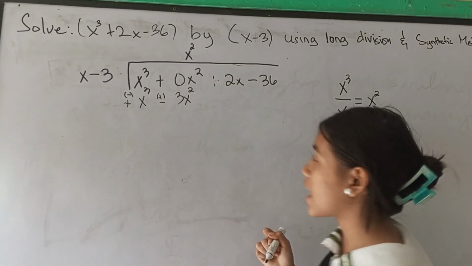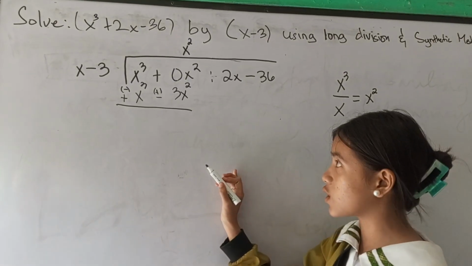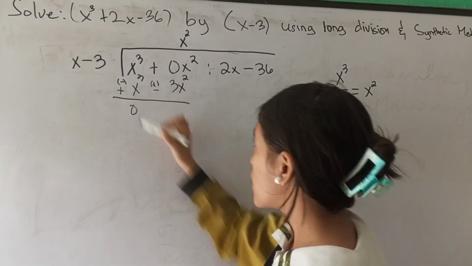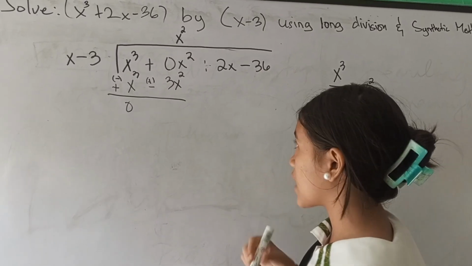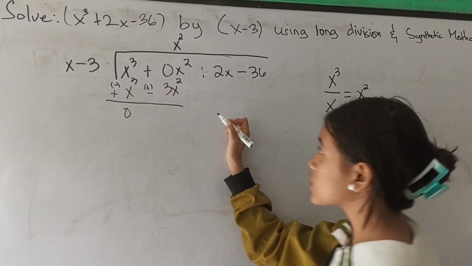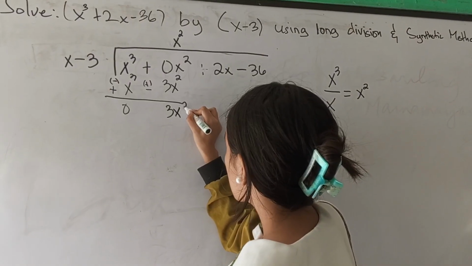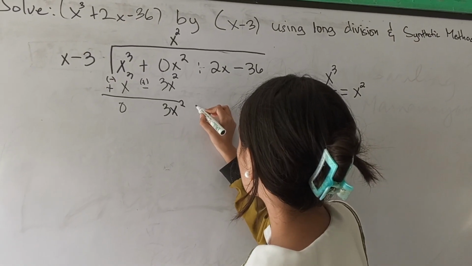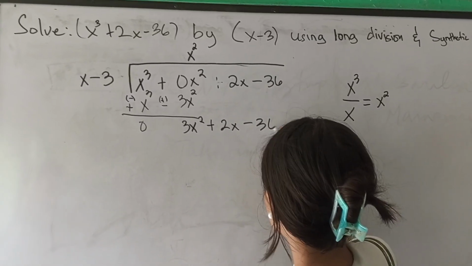Since x cubed has a like sign, we subtract. So x cubed minus x cubed is equal to 0. And since 0x squared and 3x squared have the same sign, then we add. So 0x squared plus 3x squared is equal to 3x squared. Then bring down the remaining terms, plus 2x minus 36.